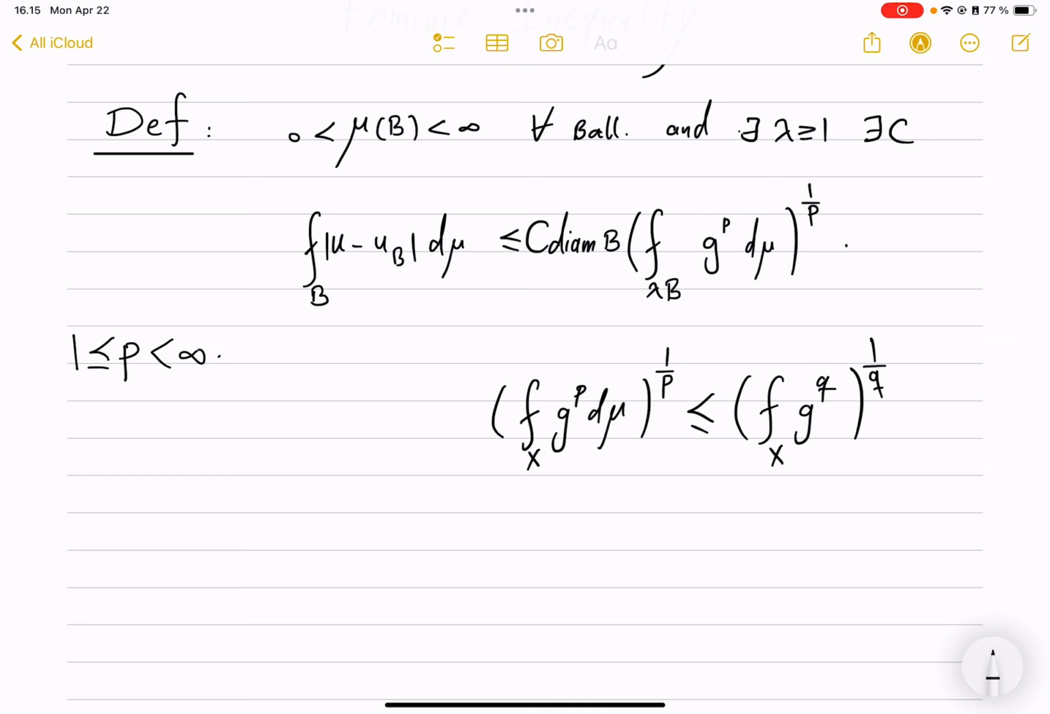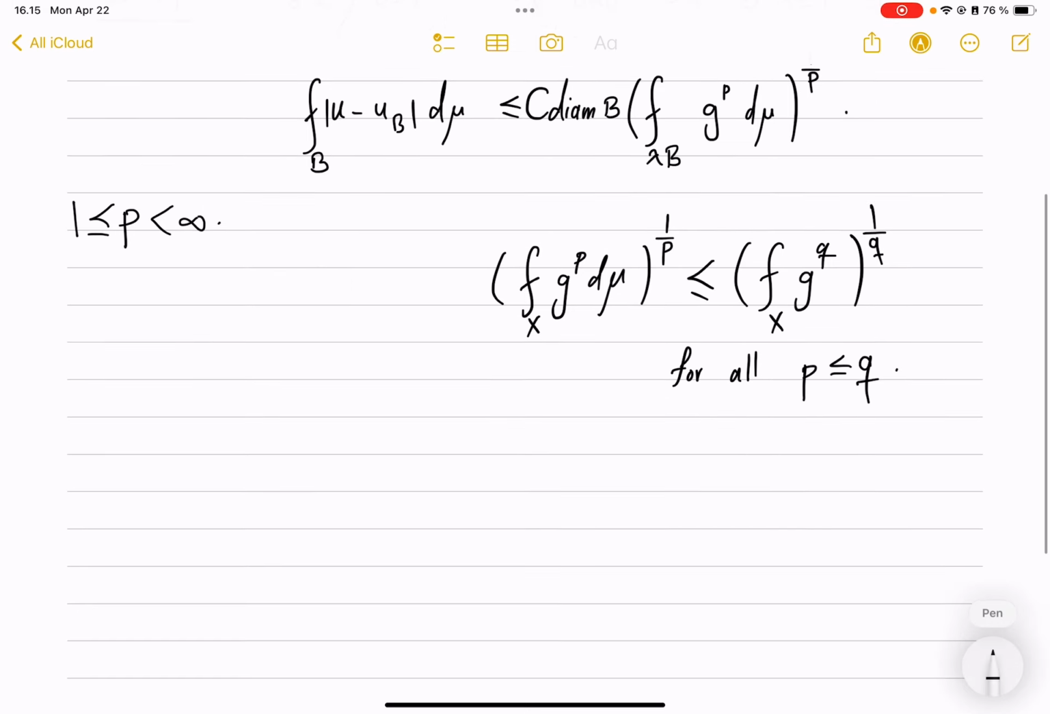So this is a true inequality for all p less than or equal to q. Therefore, by increasing p, we still have the inequality, and as a result, it shows that p Poincare inequality implies q Poincare inequality for all q bigger than p.